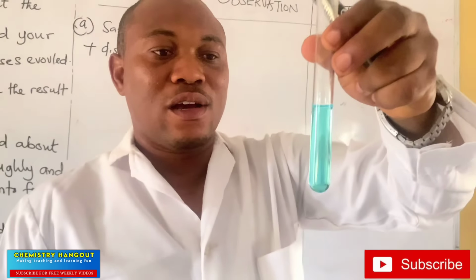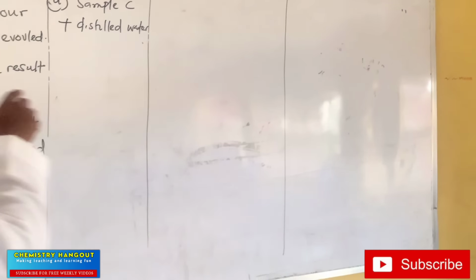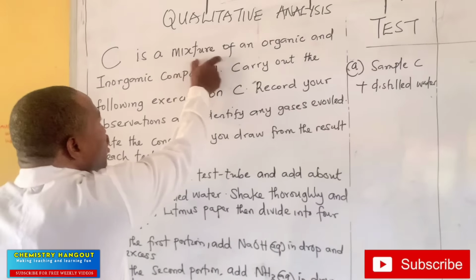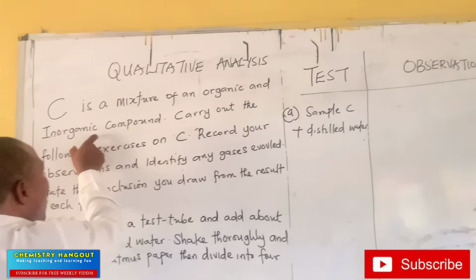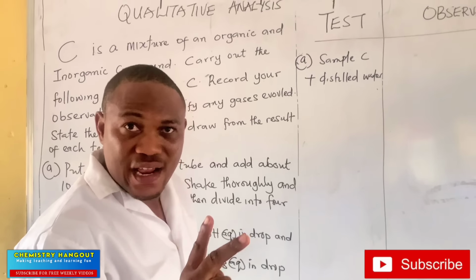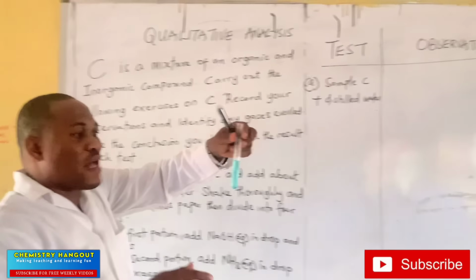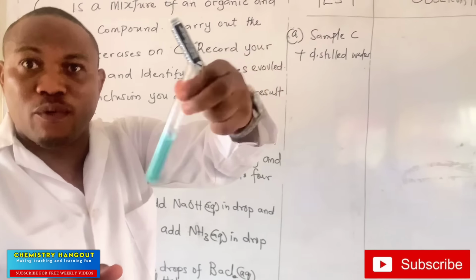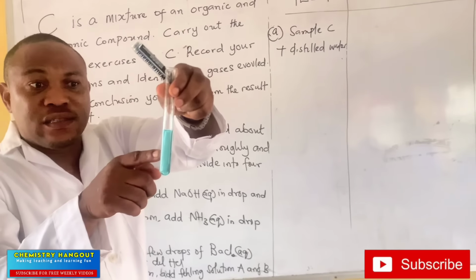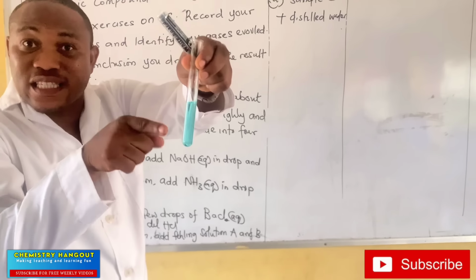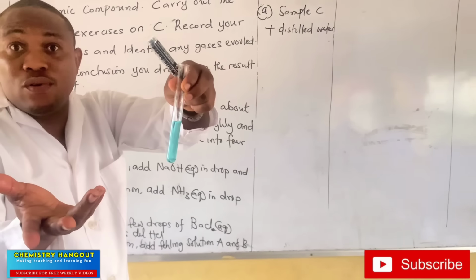Look at this. Which means, they said, look at something. They said C is a mixture of an organic and inorganic compound. Which means this specimen we are using, we have two things there, right? We have two things in this specimen. So they now said we should shake it. Look at this. You can see it's very soluble. Very, very soluble. And if I say it is soluble, what is the color? I'm seeing a light blue, right?